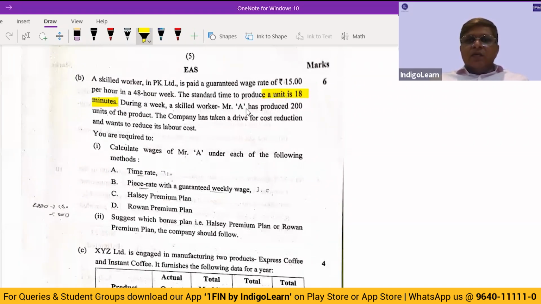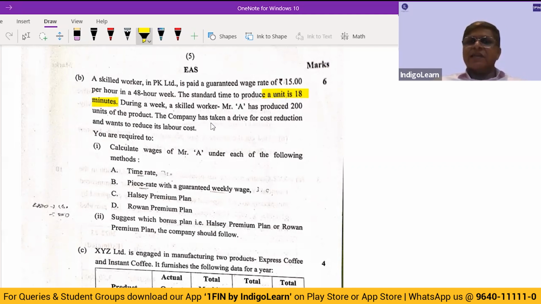So during a week, a skilled worker has produced 200 units of the product. The company has taken a drive for cost reduction and wants to reduce the labor cost. You are required to calculate wages of Mr. A under each of the following. Time rate. What is time rate? Basically multiply the time that he has spent with the rate 15. Piece rate, number of units produced by the piece rate.